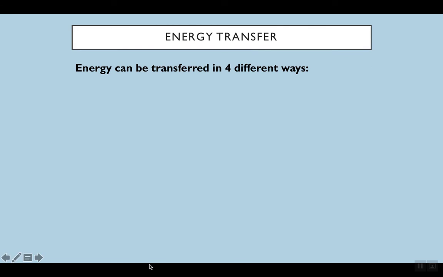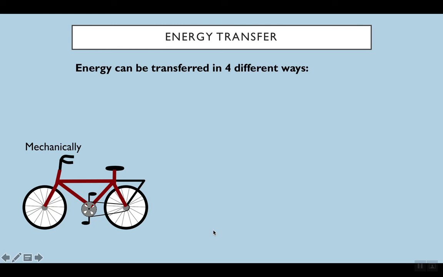Energy can be transferred in 4 different ways. In mechanical work, a force moving an object through a distance, for example, somebody pedaling a bike and moving the wheels.